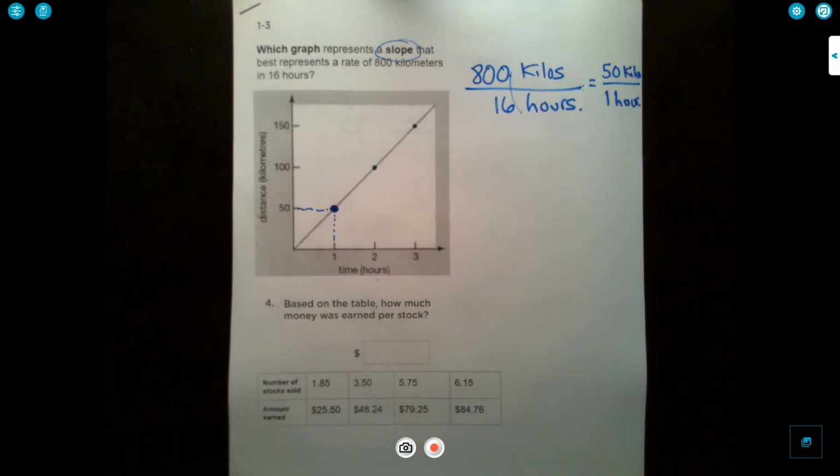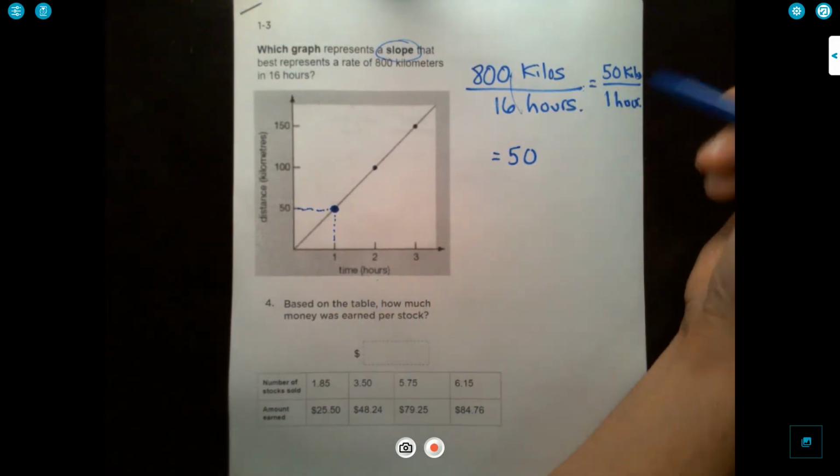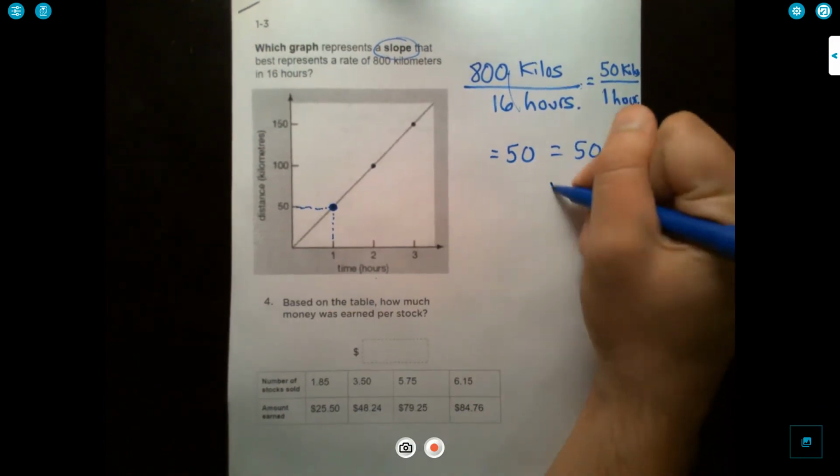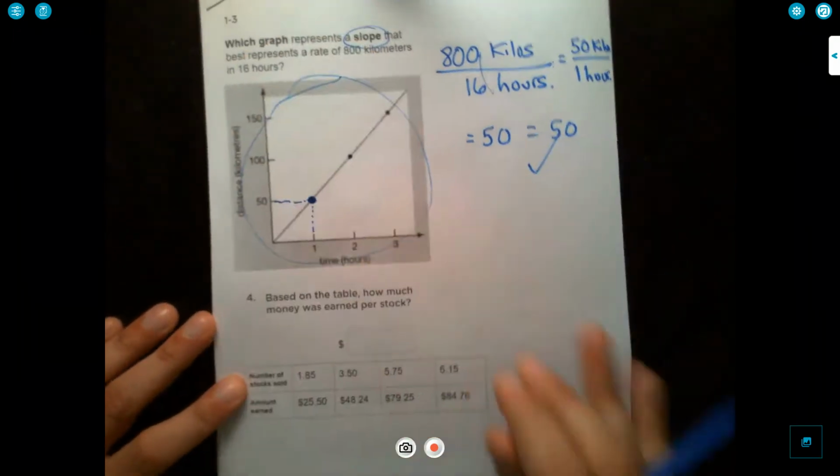I'm just going to punch that in on the calculator. 800 divided by 16. My calculator doesn't want to work. So 800 divided by 16, I get 50. That reduces to 50, and so does 50 divided by 1. That means this graph would be a match, so you would choose this graph right here.